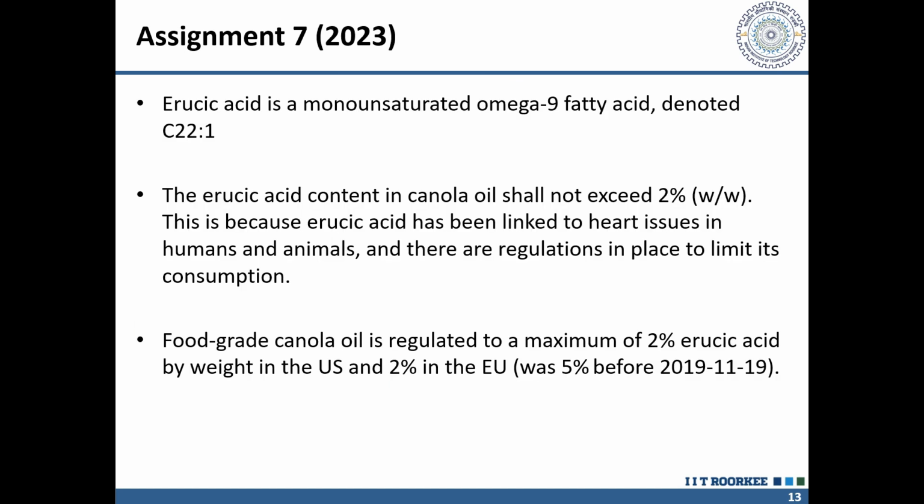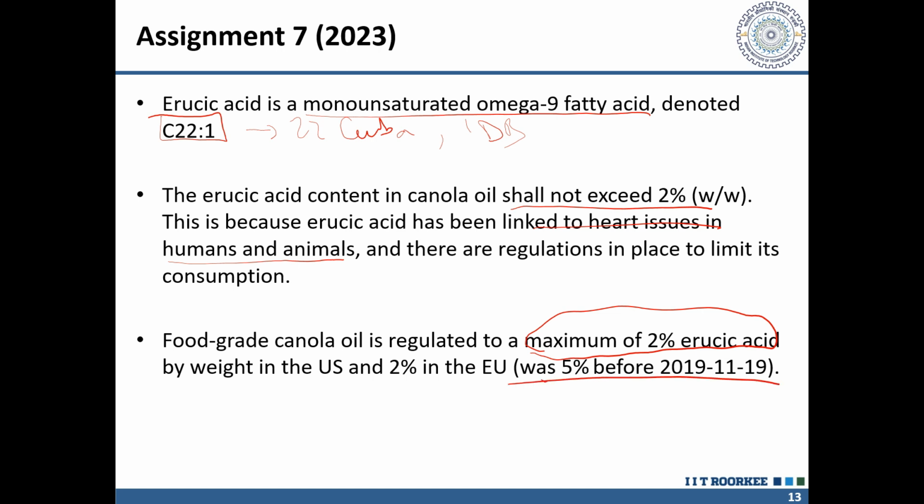So, aromatic is a monounsaturated omega-9 fatty acid denoted as C22:1. We know now that it means a 22 carbon chain and one double bond. And the aromatic acid should not exceed 2%. This is because aromatic acid has been linked to heart issues in animals and humans, and there are some regulations. So, food grade canola oil is regulated to a maximum of 2% of the acid by weight in the US and 2% in the EU. But earlier it was 5%. Therefore, the NPTEL answer is 5%, but now it is 2% only.